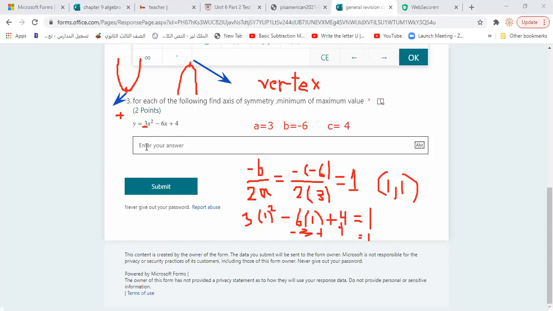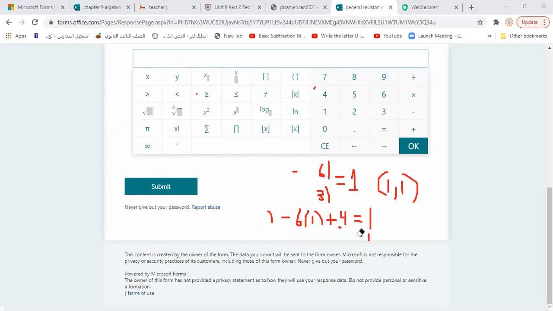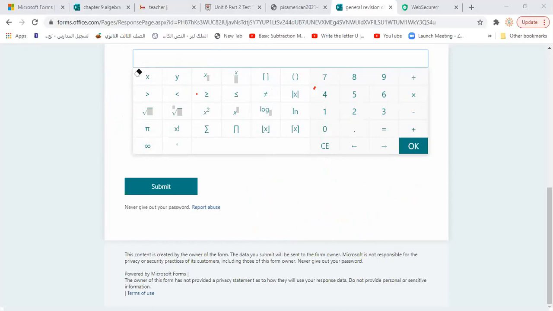So I will enter here in this area, and I'm going to write what is the answer. What is he looking for in this Grade 9 question? He's looking for the x of symmetry and the minimum or maximum value. Then you will write in this part, you are going to write x of symmetry.